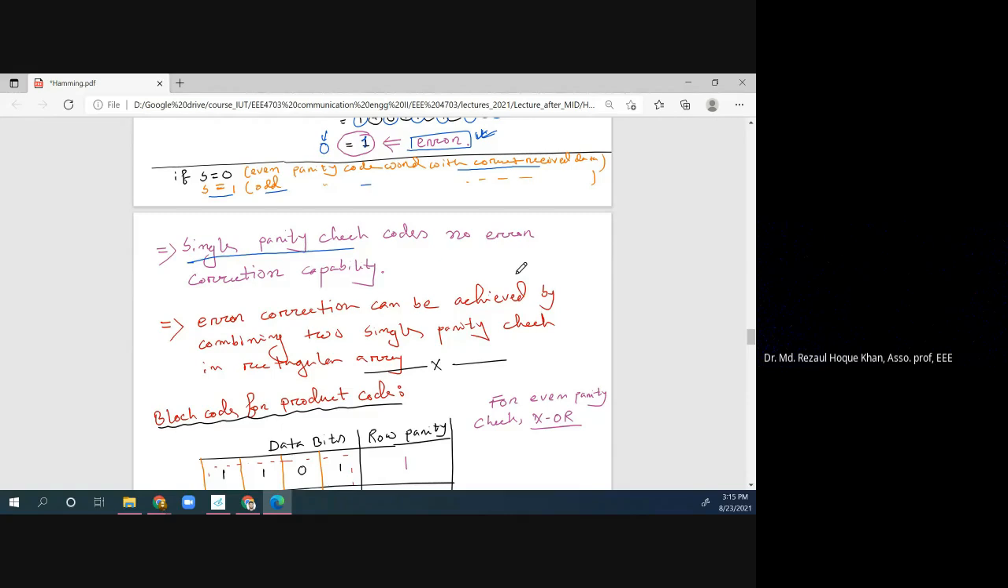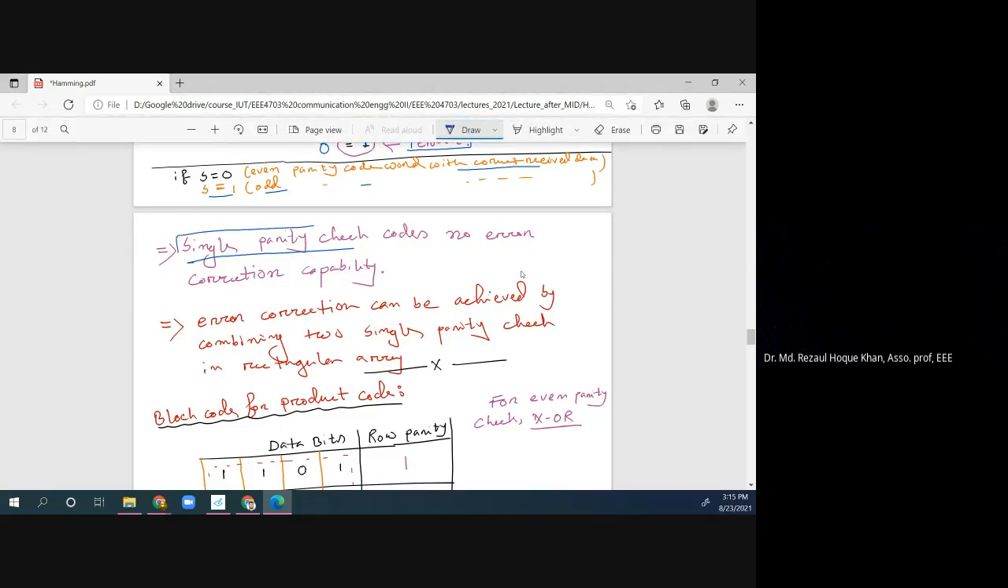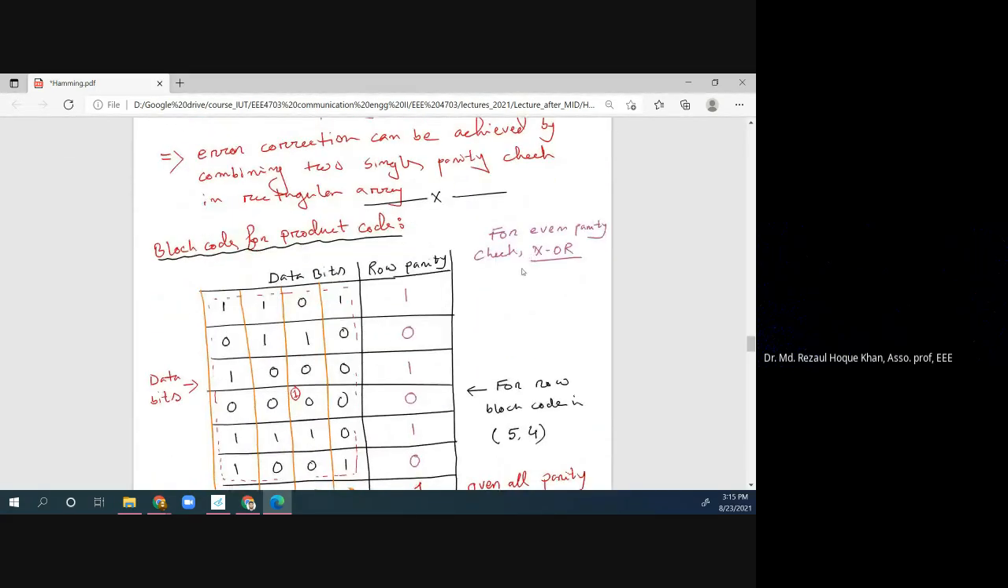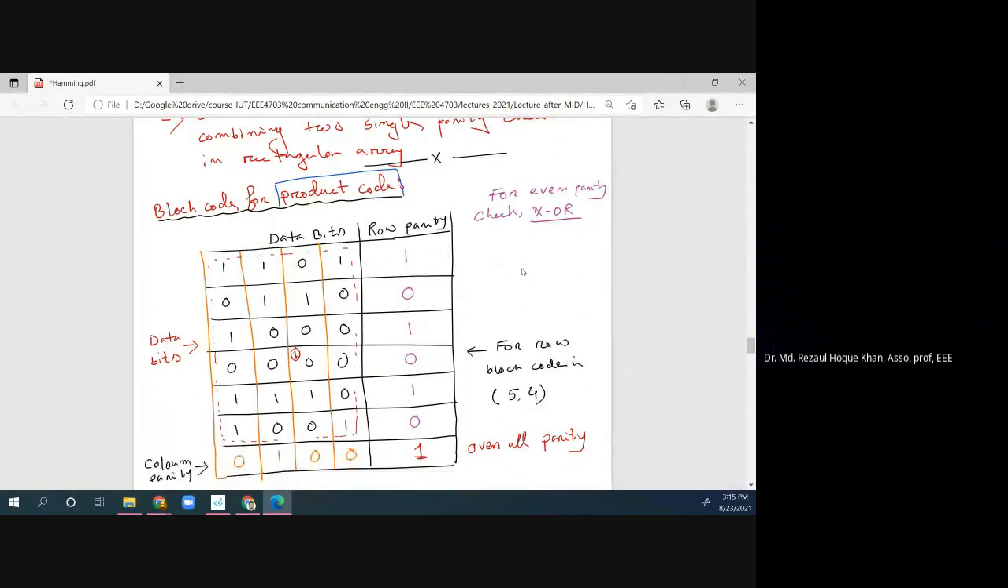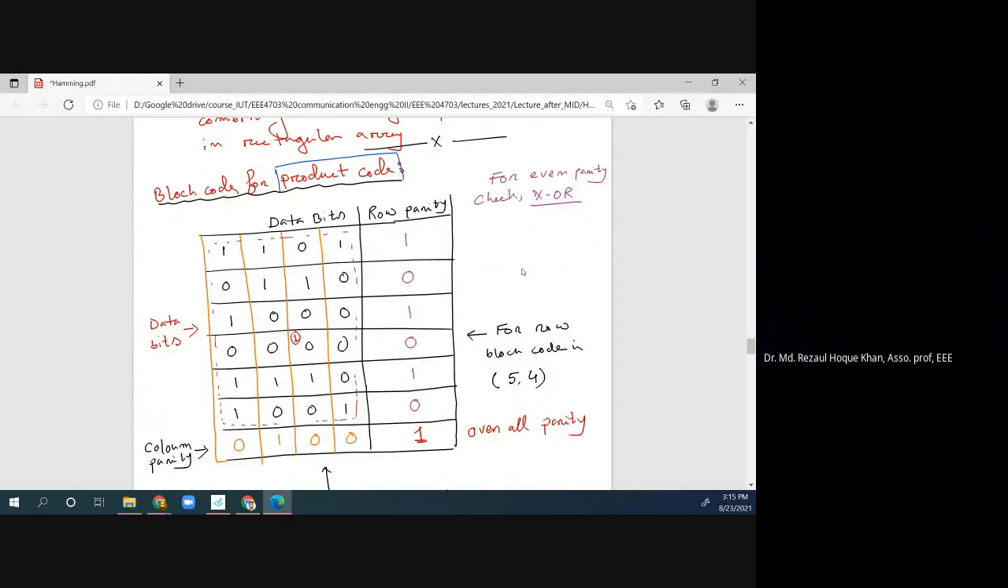How can we overcome this, or make the single parity smart? This is not a smart one, so we can convert this single parity check code into a smart one by using a product code, which means we use two single parity checks. Here is an example given here. You see there is a data bit 1 1. It's like an arbitrary code.